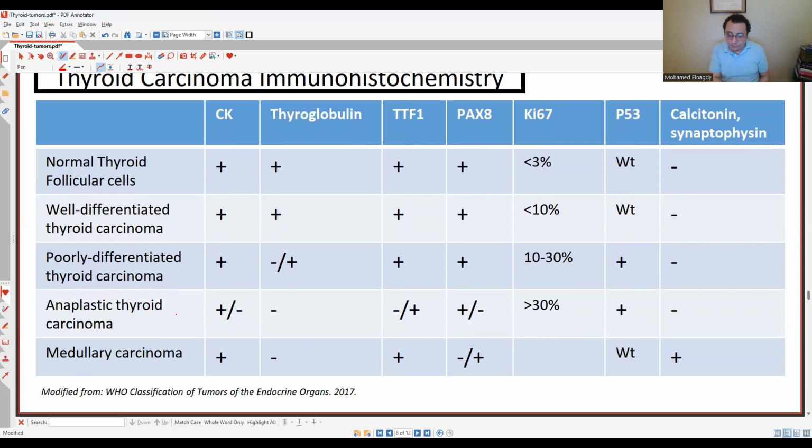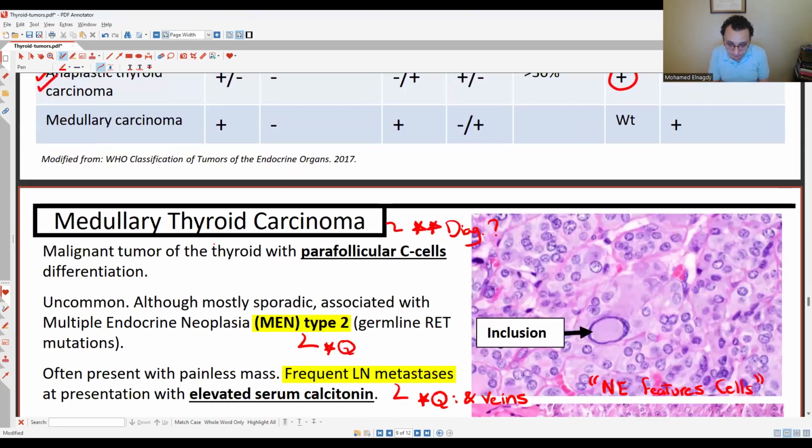Okay, that's a table for immunohistochemistry. I'm not a big fan of immunohistochemistry in thyroid, but just remember that anaplastic thyroid carcinoma is always negative for everything. You might end up having everything negative except for P53. P53 is positive in anaplastic and poorly differentiated thyroid cancer. And we also mentioned it in the tall cell variant of papillary thyroid cancer, and these are the aggressive types. So P53 is always a marker of aggressiveness.